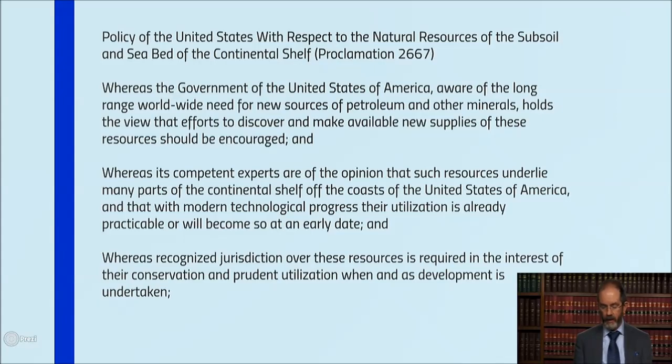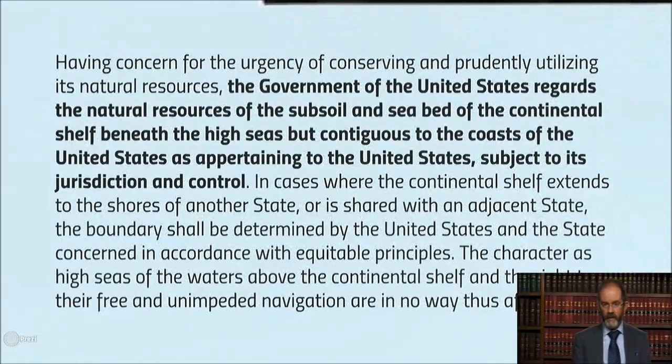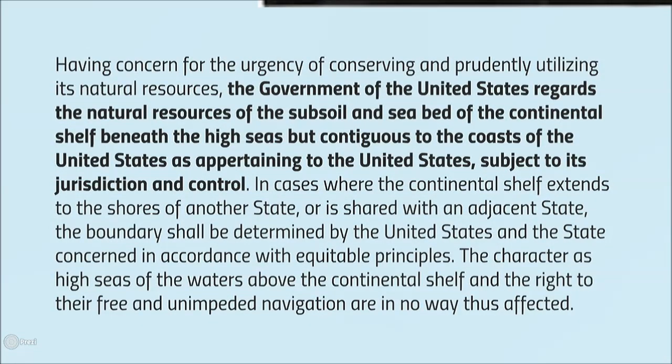So in light of these considerations, the United States declares it will adopt a policy whereby it will regard the natural resources of the subsoil and seabed of the continental shelf beneath the high seas but contiguous to the coast of the United States as appertaining to the United States and subject to its jurisdiction and control. So the United States is the first state to openly assert jurisdiction over the resources of the continental shelf. But it doesn't do so out of the blue.